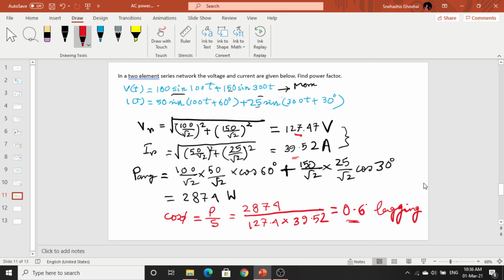So these are the two problems that we have seen. I hope you will understand the concept.